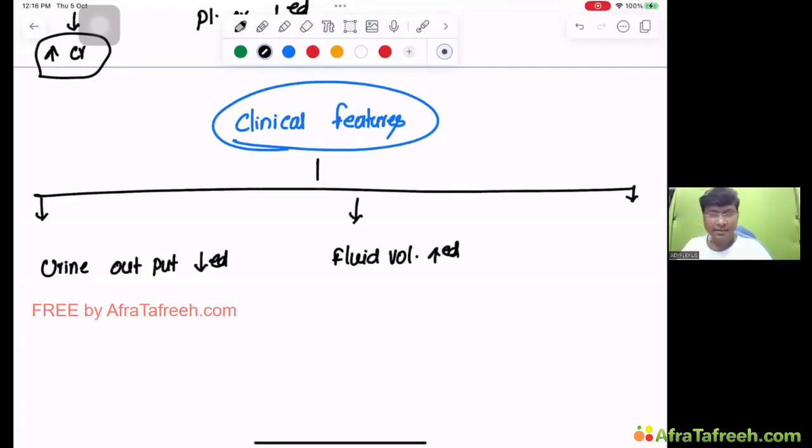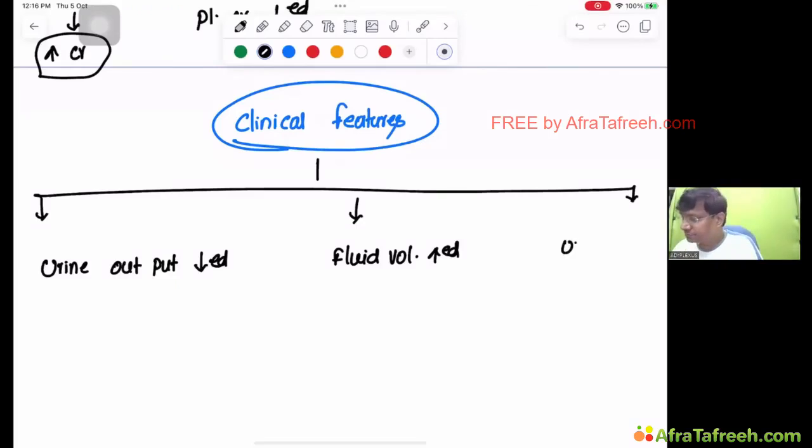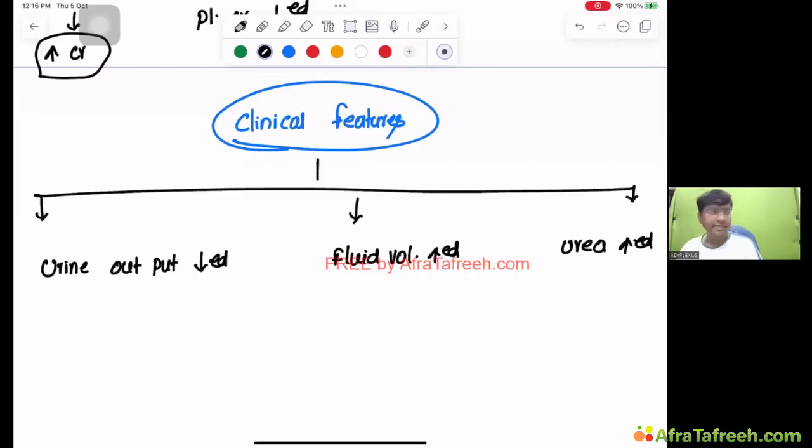And subsequently, what will happen to the urea levels? Because the nitrogenous waste products are elevated, urea level is also increased.